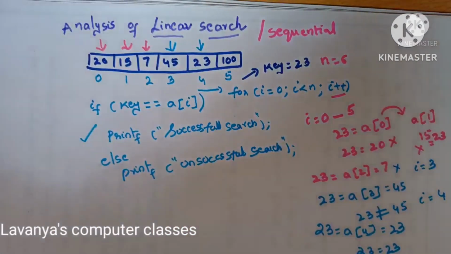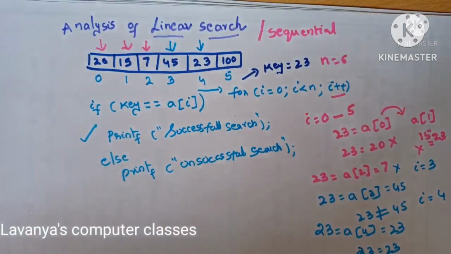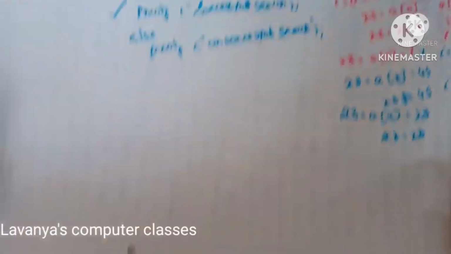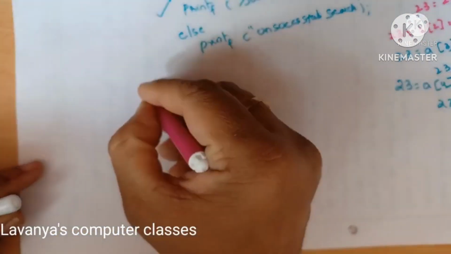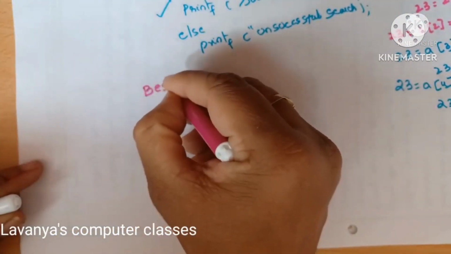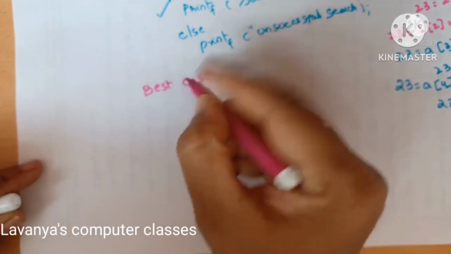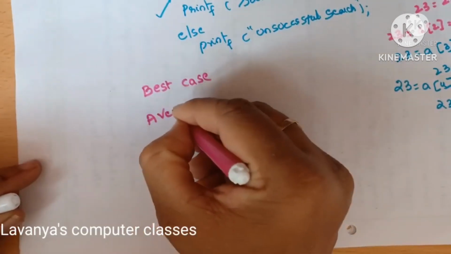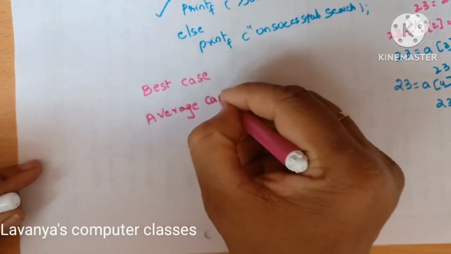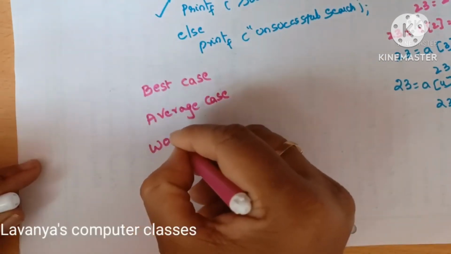Now I will go for analysis of linear search. Any analysis is explained with 3 cases. One is the best case, average case, and the last one is the worst case.